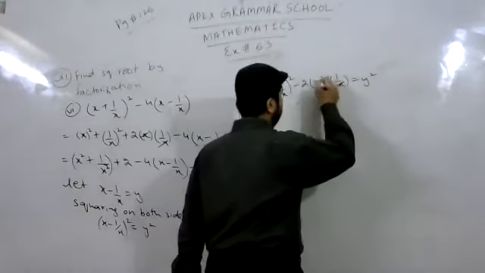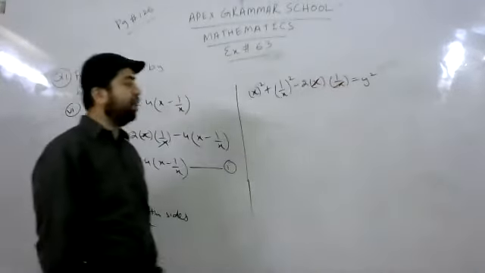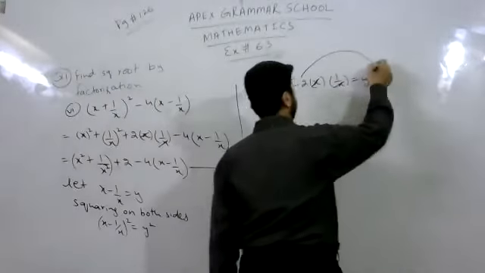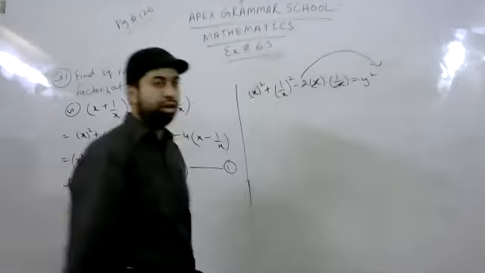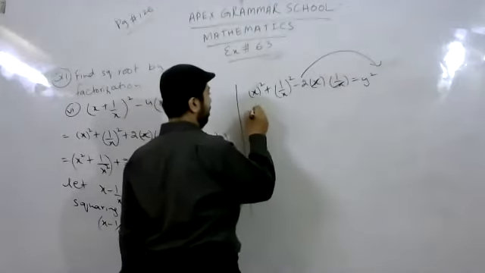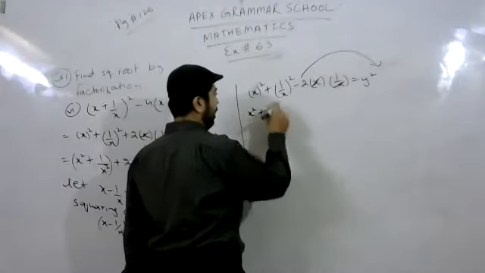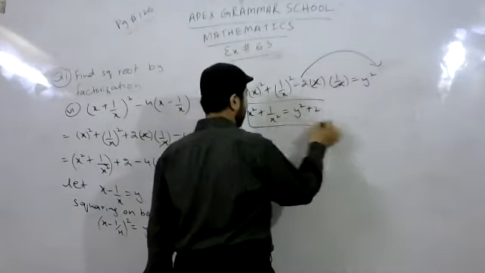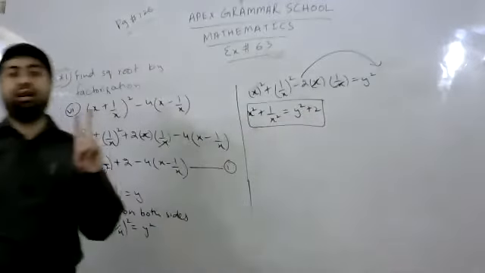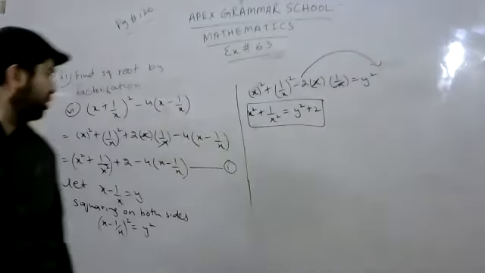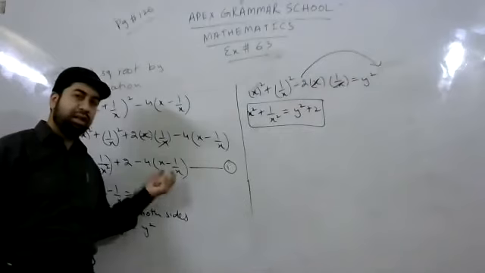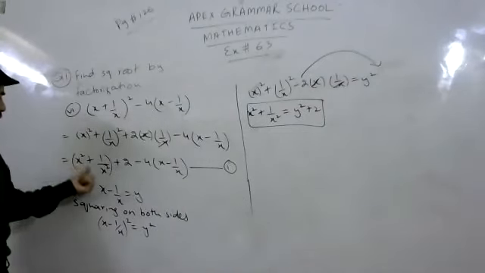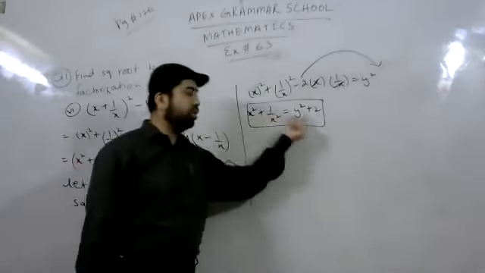So this x can cancel with this x, and you are left with only minus 2 here. So this minus 2 will be positive on the right hand side. So x square plus 1 over x square is equal to y square plus 2. Now we have two values, that was our requirement. First is x minus 1 over x, that is equal to y, that we have already let. And second is x square plus 1 over x square, its value is y square plus 2.